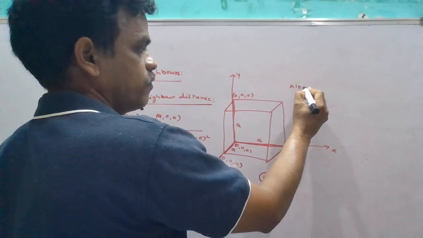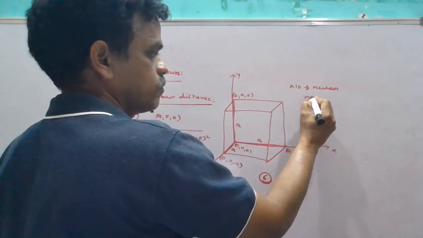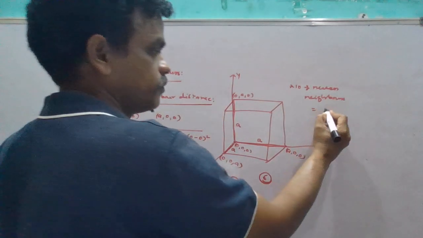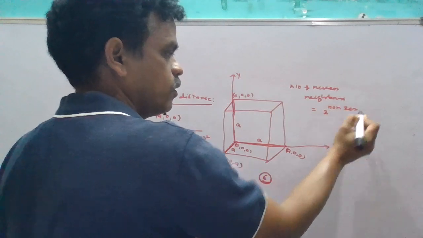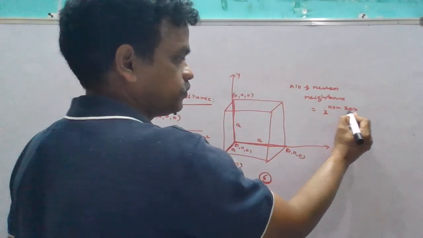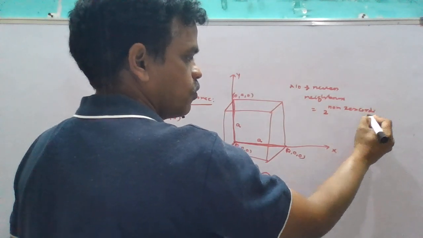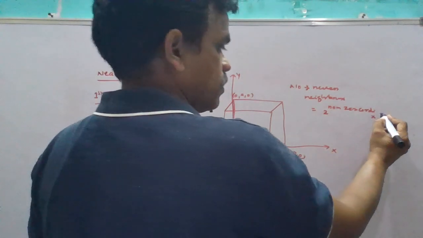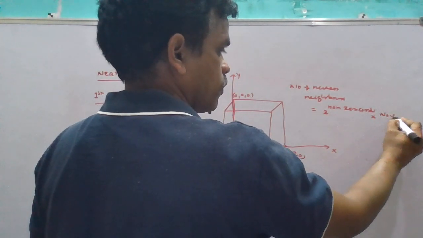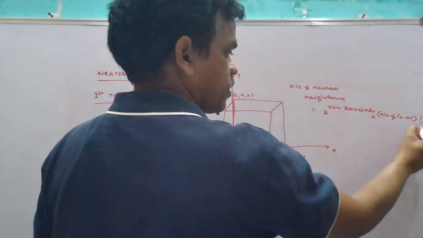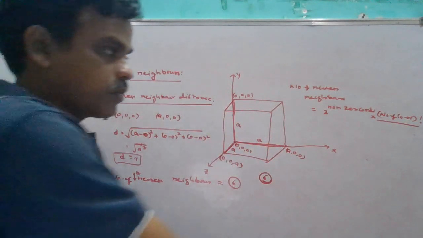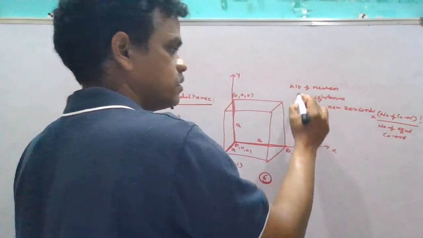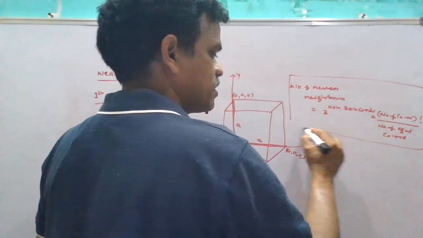Number of nearest neighbors equals 2 power non-zero coordinates, into number of coordinates factorial, divided by number of equal coordinates factorial. See, this is the formula for the number of nearest neighbors.